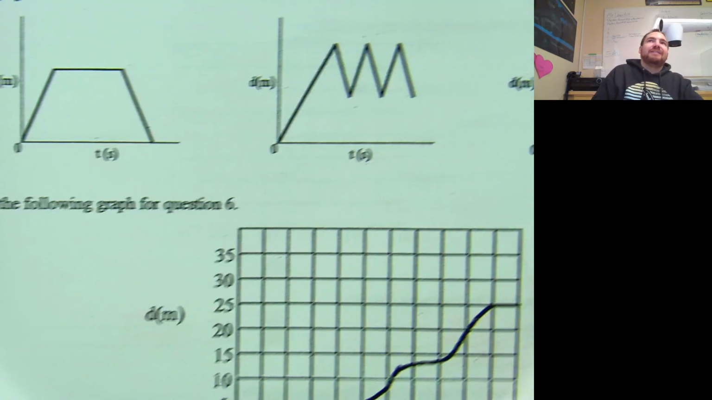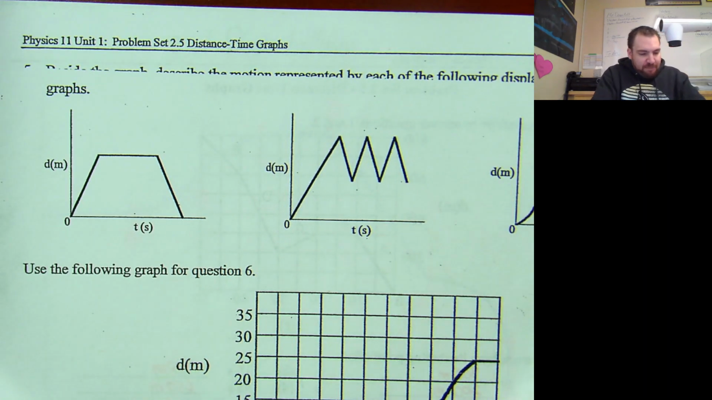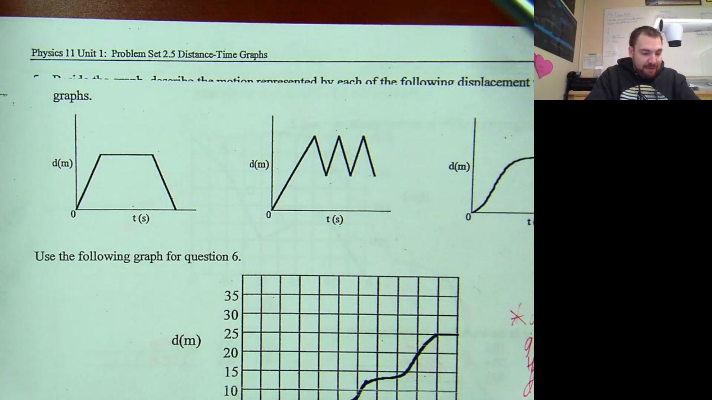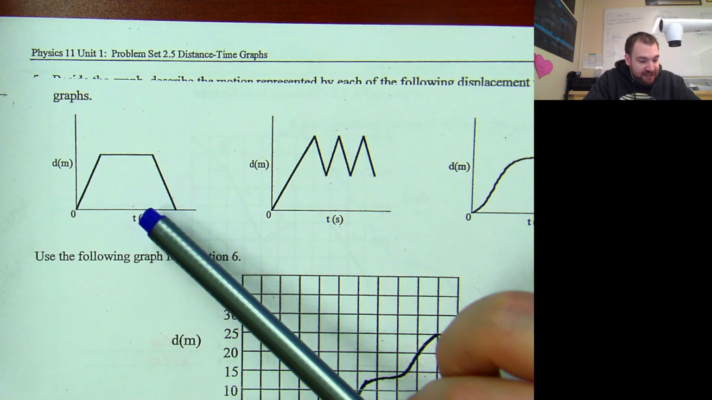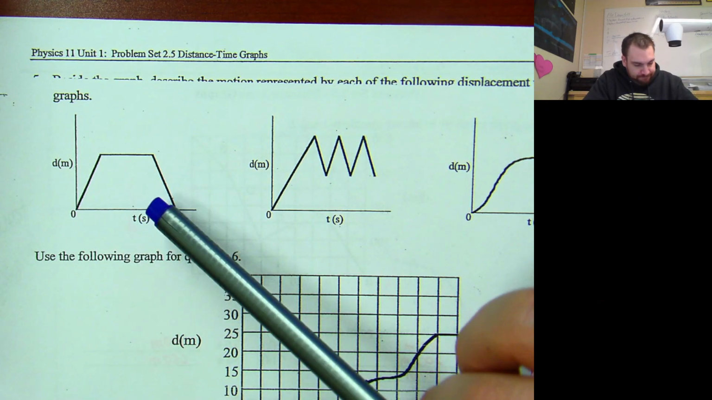Then I said the photocopier cut the top line off. It's supposed to say, beside each graph, describe the motion represented by each of the following displacement versus time graphs. So what's happening here? If an object does this, what has the object done?